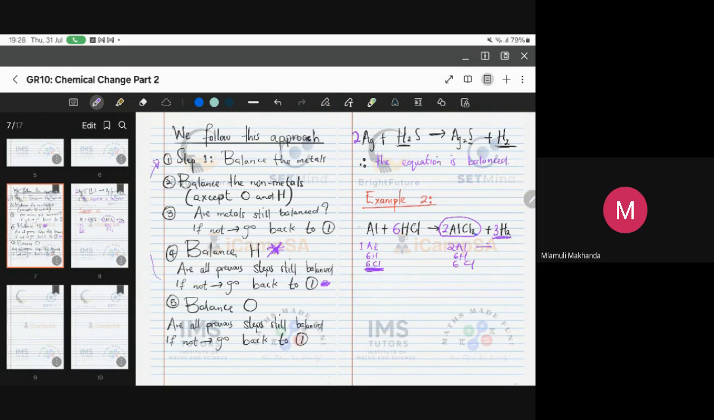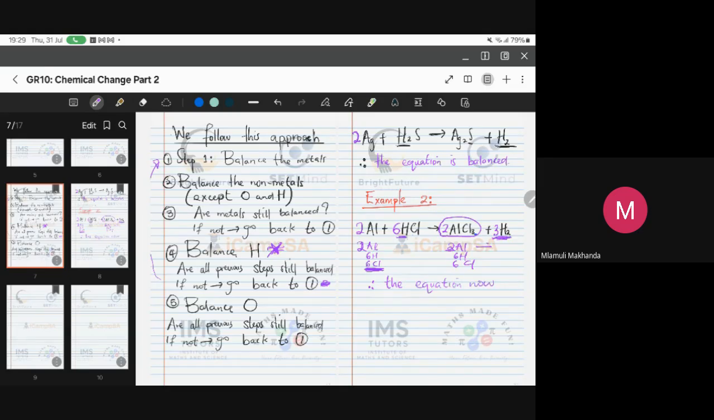If you check, we simply need to add a 2 here because we had 2 Al now and we have 1 Al. So therefore now we have 2. So let's check the equation now. We have 2 aluminium, we have 6 hydrogens, we have 6 chlorines, we have 2 aluminium on the product, we have 6 hydrogens, and then we have 6 chlorine atoms. Congratulations, our equation is now balanced. This is the only time you would feel excited in an exam. The equation is balanced now.